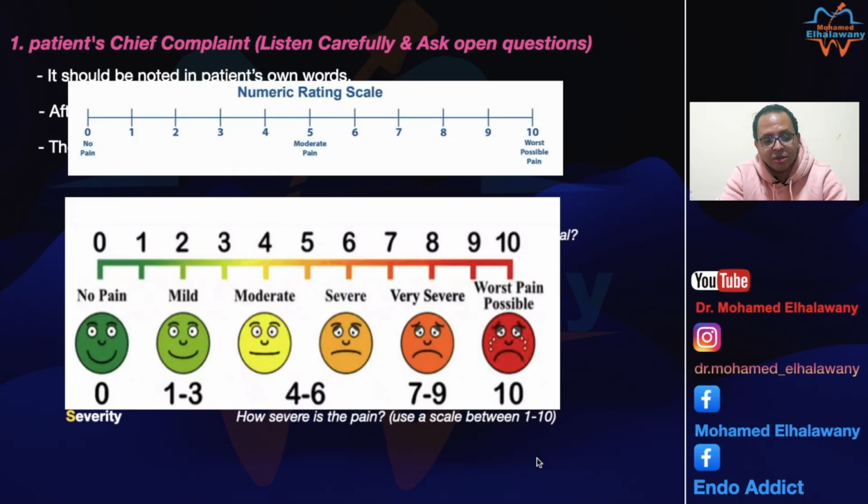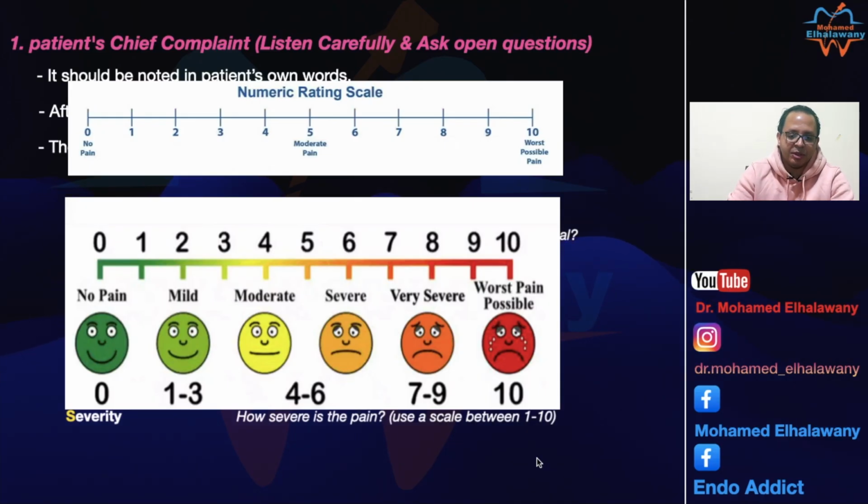Another scale is for patients who have difficulty in communication, like children. It is the faces pain scale. This scale uses facial expressions from smiling, which represents no pain, to crying, which is equal to 10 on the other scale, or severe pain.